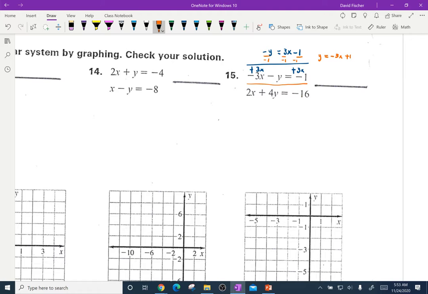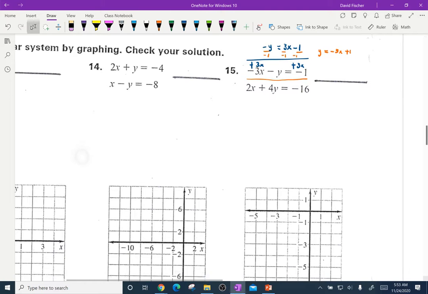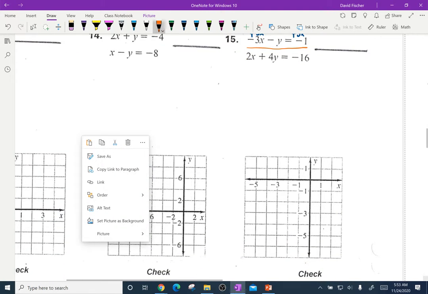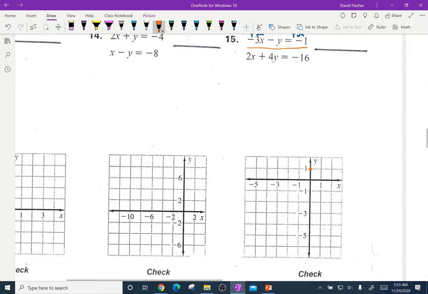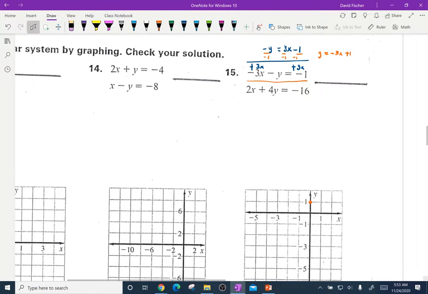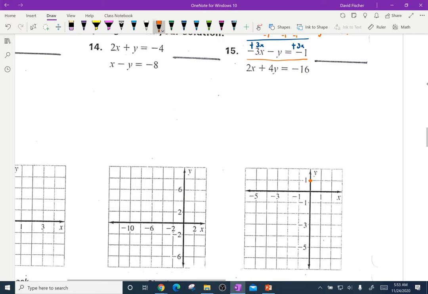Now this is a lot easier to graph. Let's go ahead and graph that one. I have a y-intercept of 1, and my slope is a -3 over 1. 1, 2, 3 over 1.